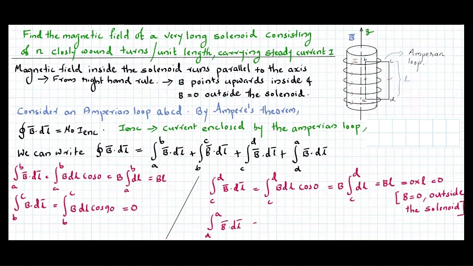And finally, we have integral d to a B dot dl. Now, along the path DA, consider an elemental distance dl which is perpendicular to the field. Therefore, integral d to a B dot dl is B dl cos 90, and that is 0.